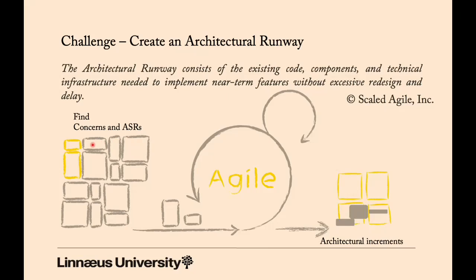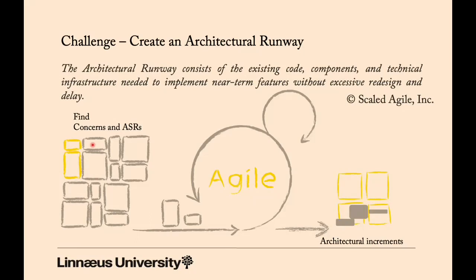And the concept that is described here is an architectural runway. The architectural runway consists of the existing code, components, and technical infrastructure needed to implement near-term features, so to say, described with the user stories, without excessive redesign and delay. So it's more or less like you have to prepare for the feature realization. You have to prepare your architecture so that the feature user stories can be developed without too much hassle and without too much redesign of the underlying architecture.